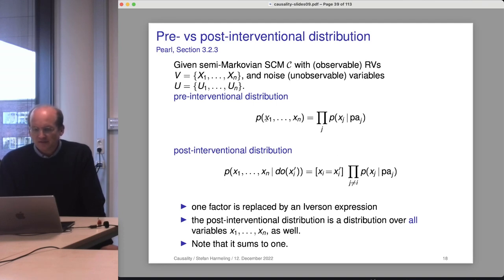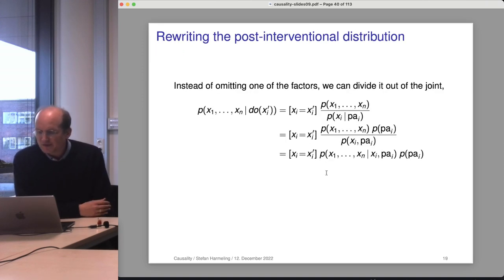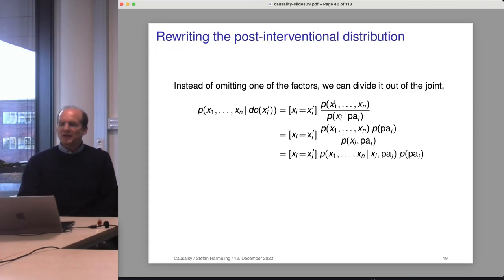So we have the pre-interventional distribution, which is the usual one, and then we have the post-interventional distribution where I removed one term and I put an Iverson bracket in for the other one. Okay, now using this notation, we can shuffle around a little bit the writing. So first of all, instead of omitting one of the factors, I could also write the joint and divide by that factor. Okay, this is removing the factor p of xi given the parents.